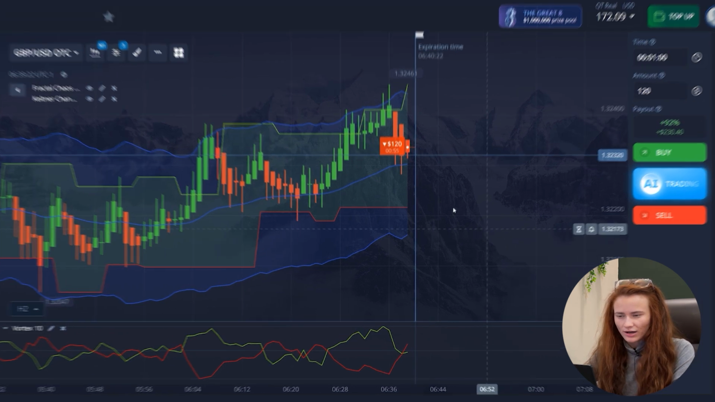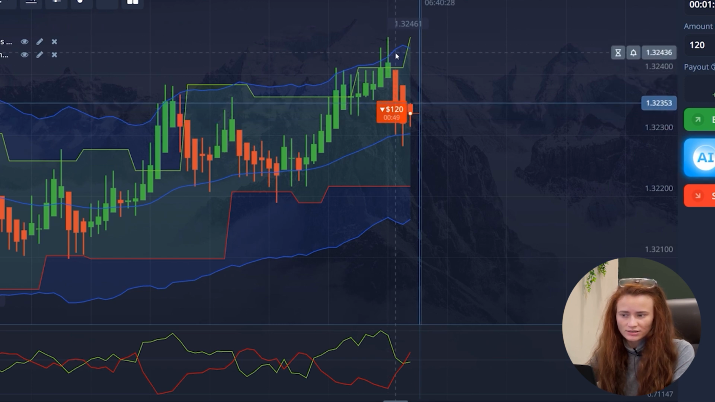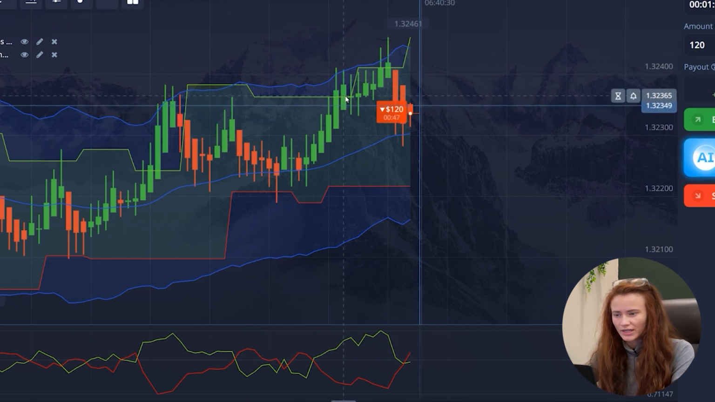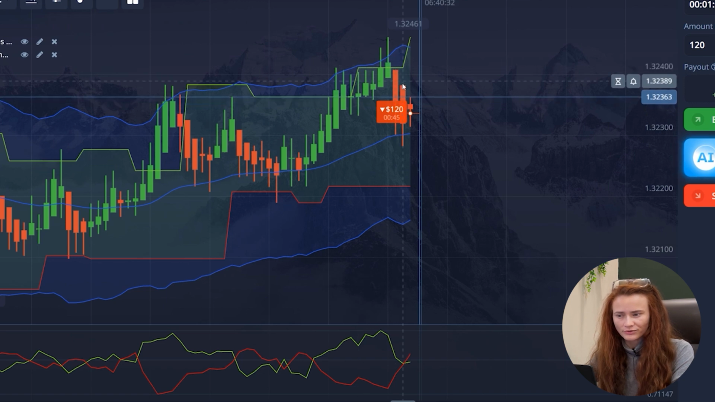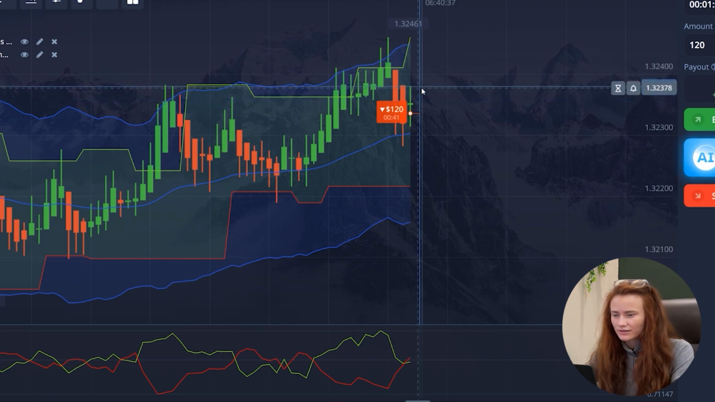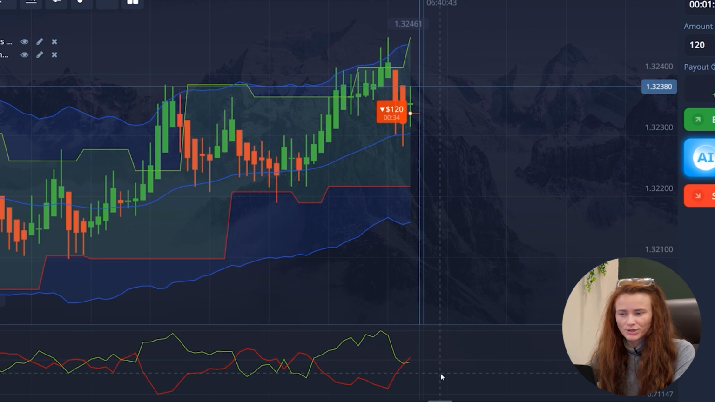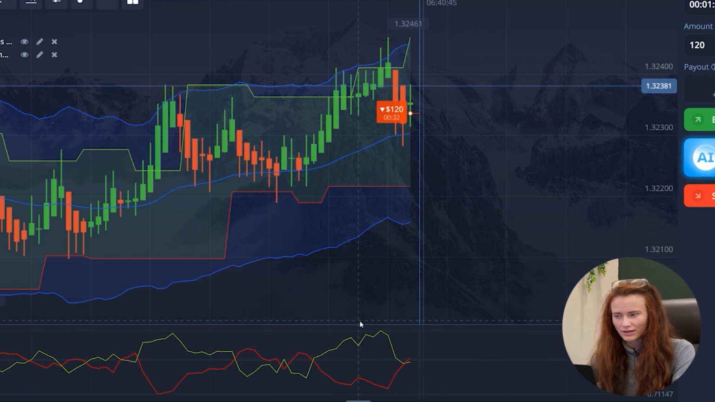So look, I see that the shadow of the candle crossed the upper boundary of the Keltner channel. The candle itself did not cross the upper boundary. This is a controversial situation here. The price chart also crossed the upper fractal chaos bands twice. The price went beyond the indicator. The vortex indicator also gave a signal that there was a change of trend. The indicator lines crossed each other. The situation seems reliable, but I have some doubts.